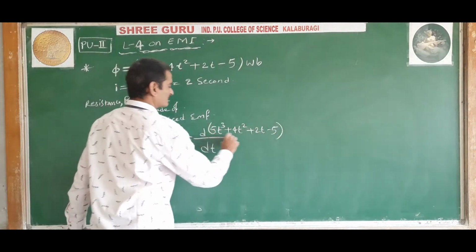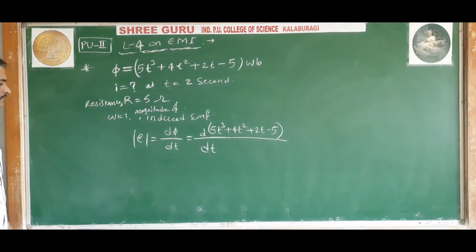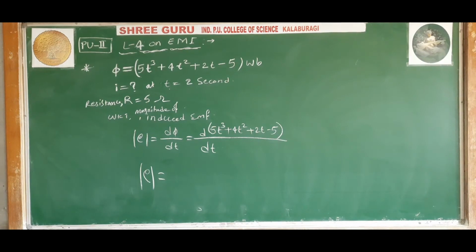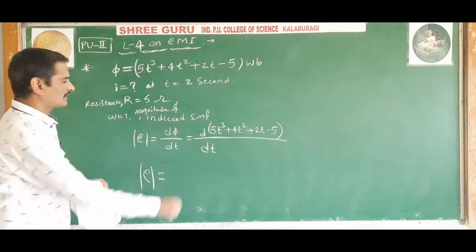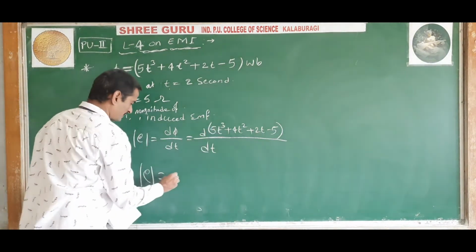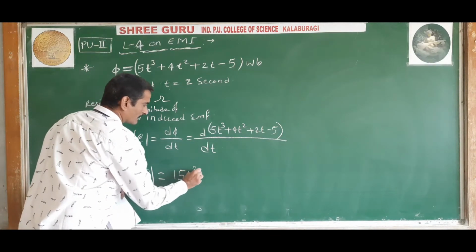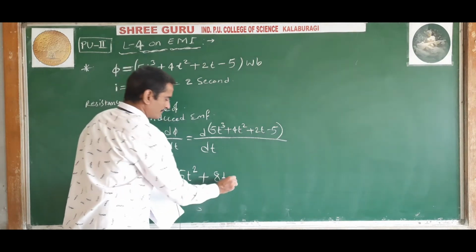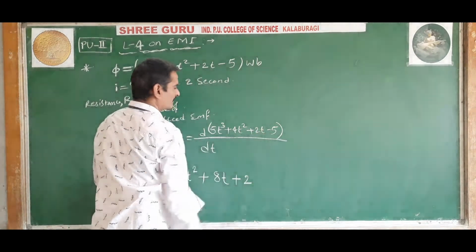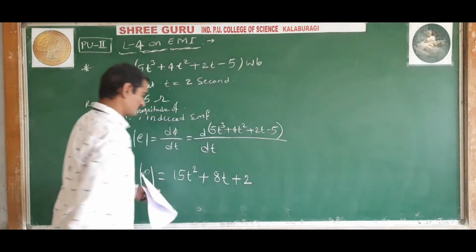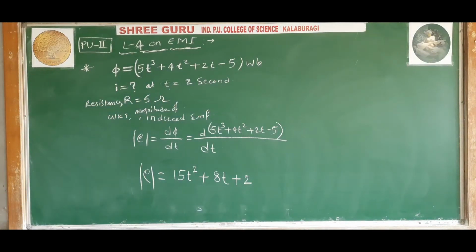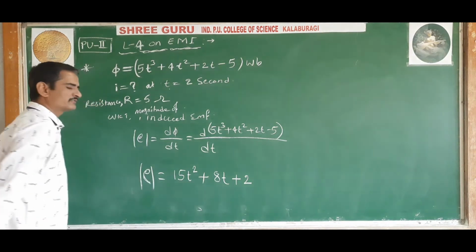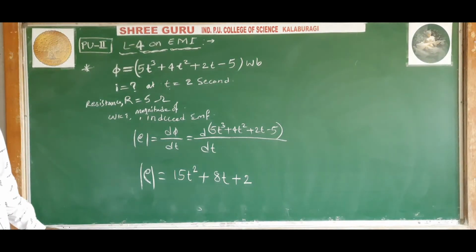So now differentiate this with respect to time t. On differentiating you will get it very easily. You know about differentiation, it comes in mathematics. So 5t cube can be written as 5 times 3 is 15t square, plus 4 times 2 is 8t, plus 2 dt by dt, minus 5, which is 0. So this is the induced EMF, which we obtain as a function of time.